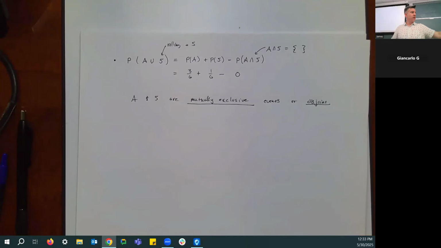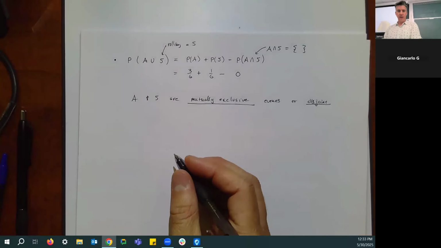Why am I looking at... I've got my notes right here. I'm looking at my computer as well. But it's fine.